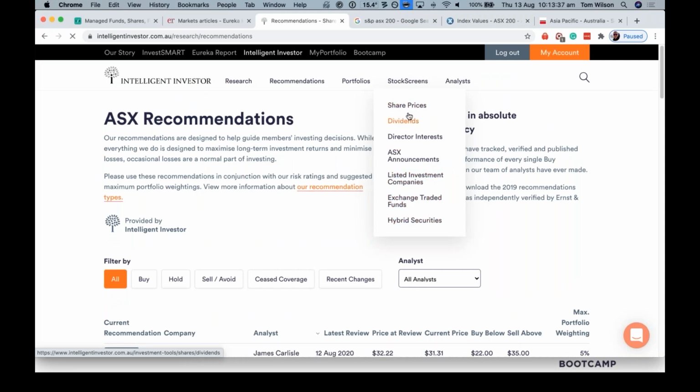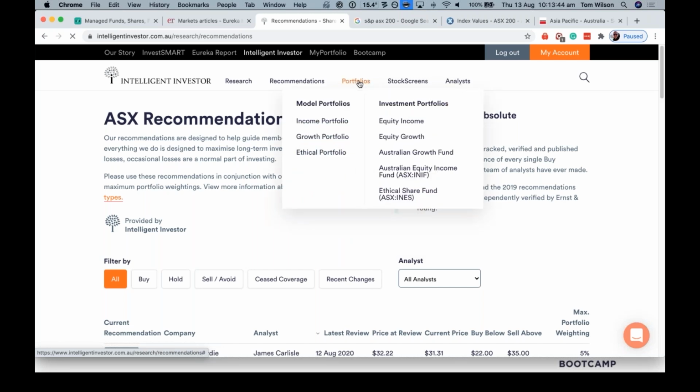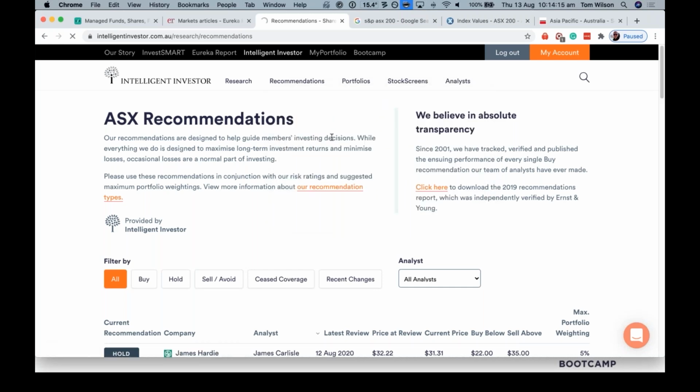Some of them are very similar to the Eureka Report. In fact, they probably share the same information. Portfolios is very interesting. What Intelligent Investor does is they have an actively managed series of portfolios, and you can do this in two ways yourself. And we'll cover this in an upcoming webinar, talking about active, passive, and all that kind of stuff. But if you ever wanted to see what they do to get an idea, you can go to model portfolios. So these are like their example portfolios. Let's click on growth, for example, and it will show us what they've got inside their growth portfolio.